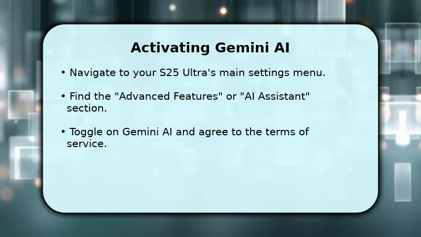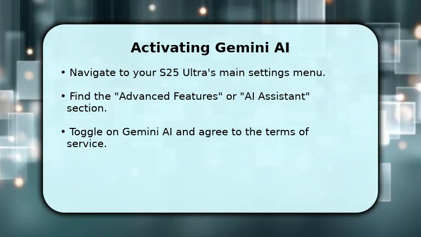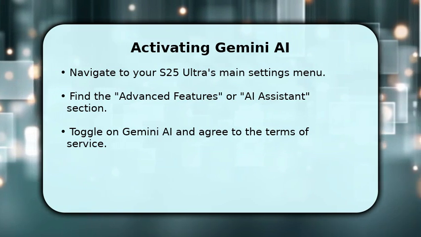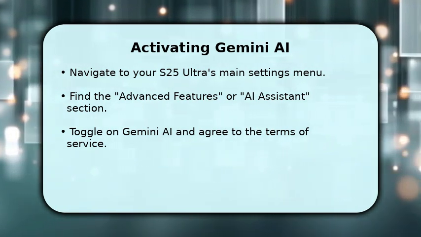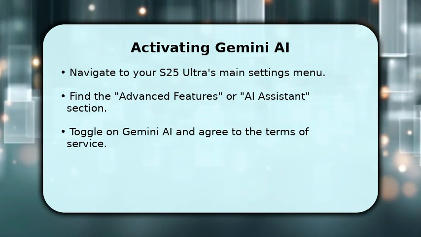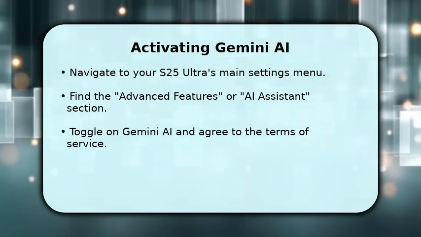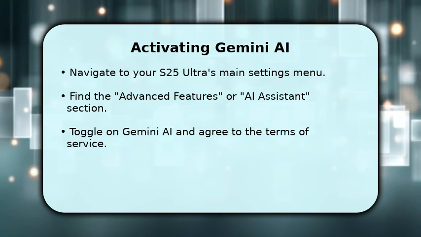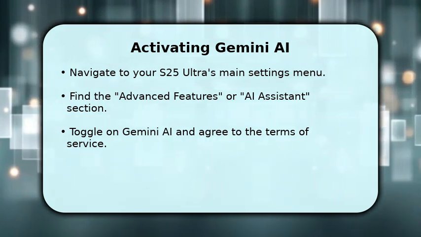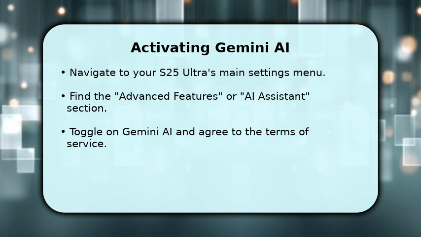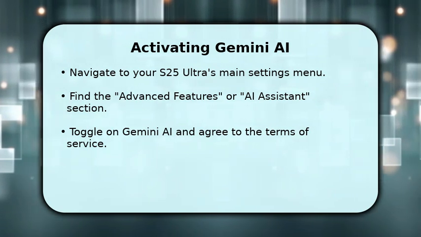Scroll down until you see an option labeled Advanced Features or AI Assistant. Tap on this to enter the AI configuration menu. Here, you will find a toggle switch to enable Gemini AI. Make sure to read and accept the terms of service to complete the activation process. It's a quick setup that unlocks incredible capabilities.